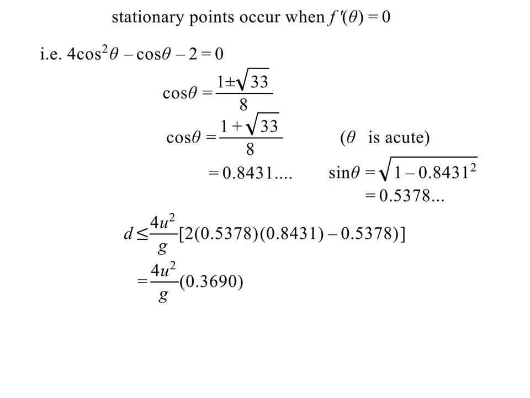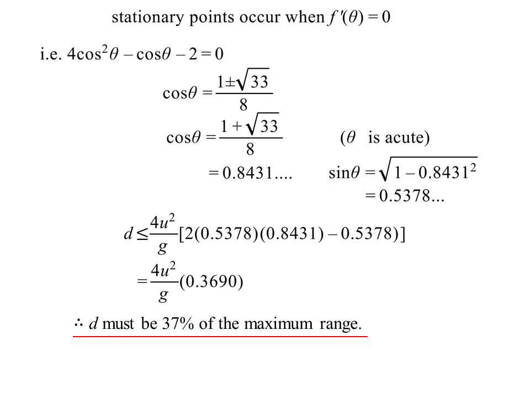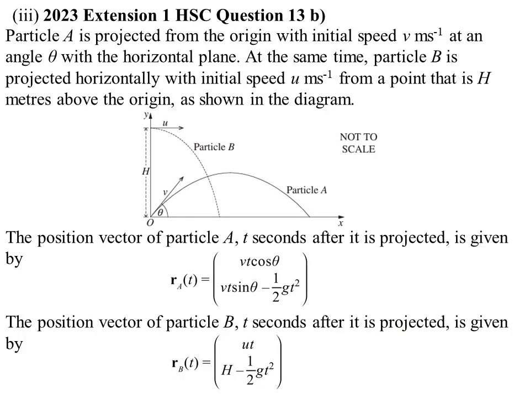0.3690. That's 37% basically. So yes, D has to be less than or equal to 37%. That's what they did last year for this one. This time we've got 2 particles being projected at the same time, at different angles though.